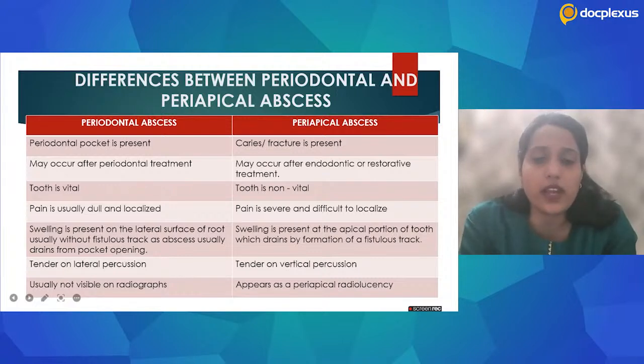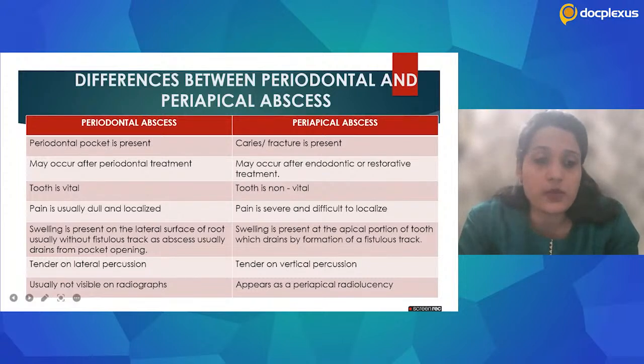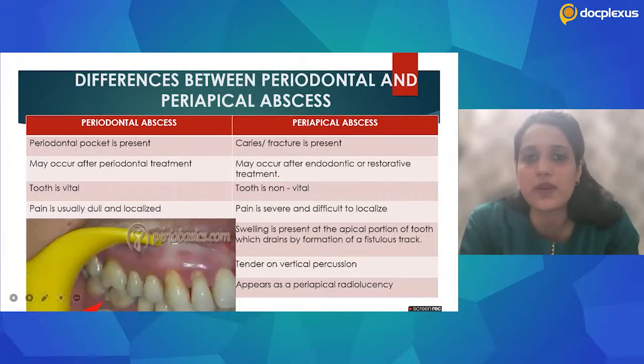Swelling is present on the lateral surface of the root, usually without a fistulous tract, as the abscess usually drains from the pocket opening. And in periapical abscess, it is usually present in the apical portion of the tooth, which drains by the formation of a fistulous tract. Maybe you can call it a sinus tract. Periodontal abscess is usually tender on lateral percussion. Periapical is usually on vertical. Periodontal abscess is usually not visible on radiographs, because maybe we see a good swelling. And in periapical abscess, we have a good radiolucency periapically.